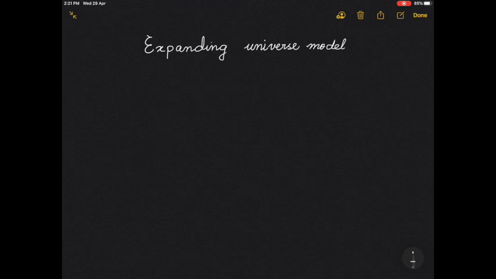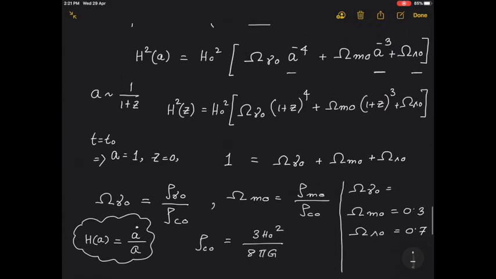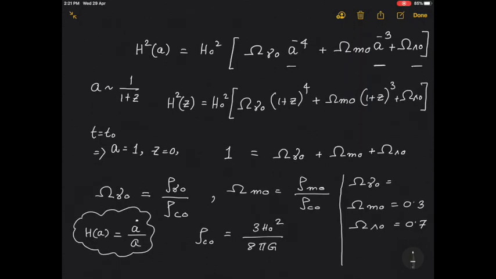Let us resume our discussion on the expanding universe model. We are particularly talking about one model, which is the Big Bang model, where the density of the matter changes with time. So that is what the Big Bang model is. Now let me remind you of a few things that we have already discussed.